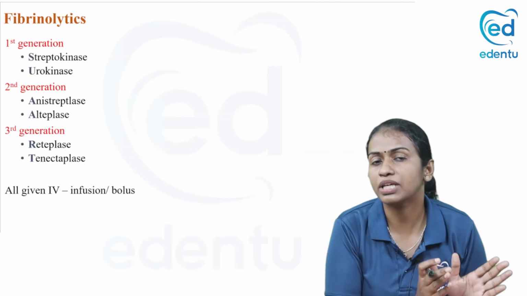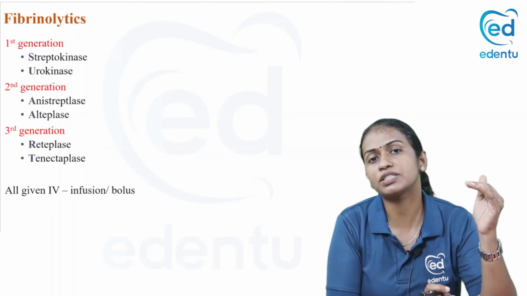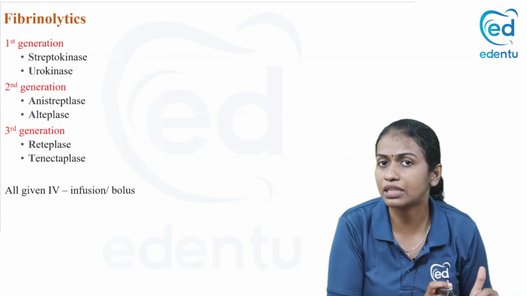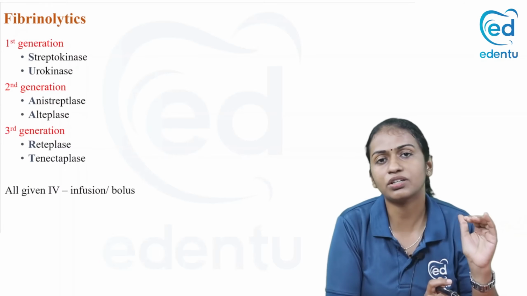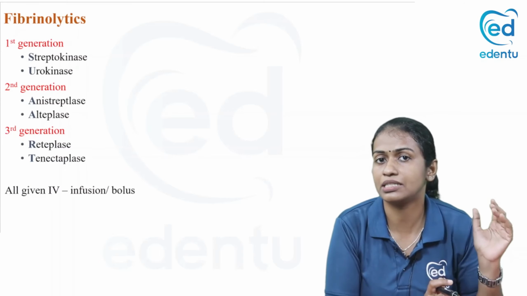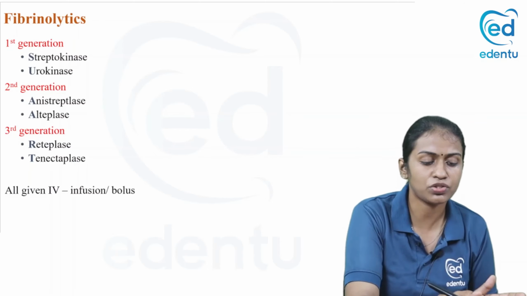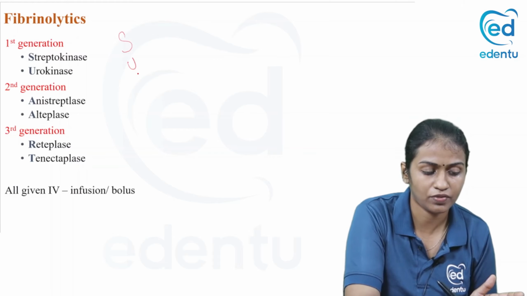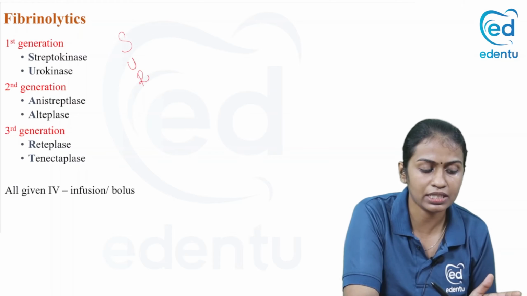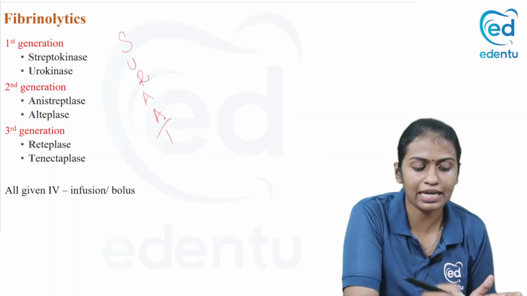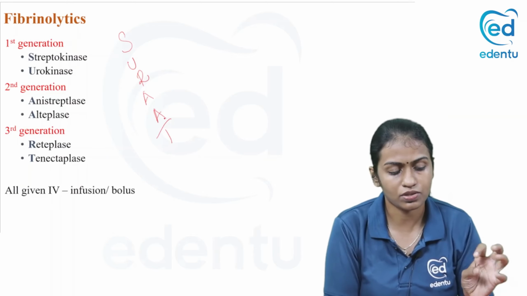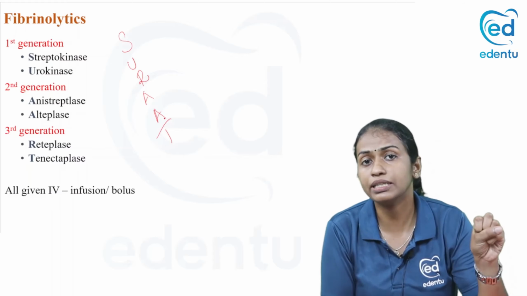Now coming to the examples, we can divide them into first generation, second generation and third generation. In the first generation we have streptokinase, urokinase. Second generation you have anistreplase, alteplase. Third generation, reteplase and tenecteplase. One mnemonic which you can use is SURAT. Okay, streptokinase, urokinase, reteplase, anistreplase, alteplase and tenecteplase. Okay, so this is how you can remember the examples.